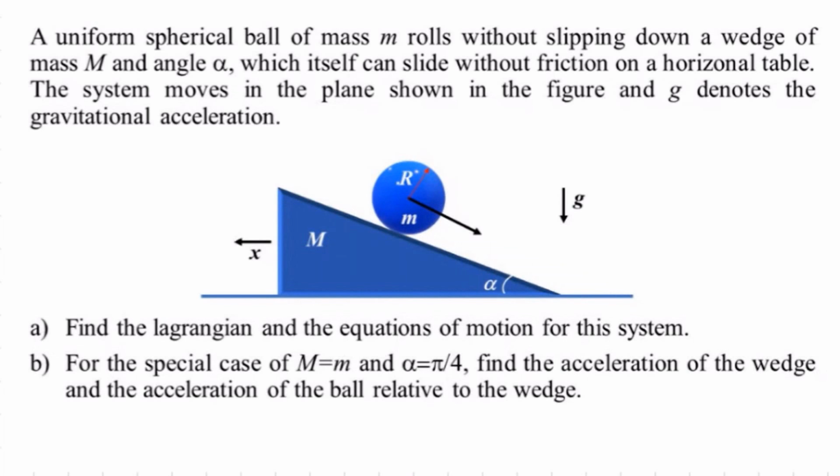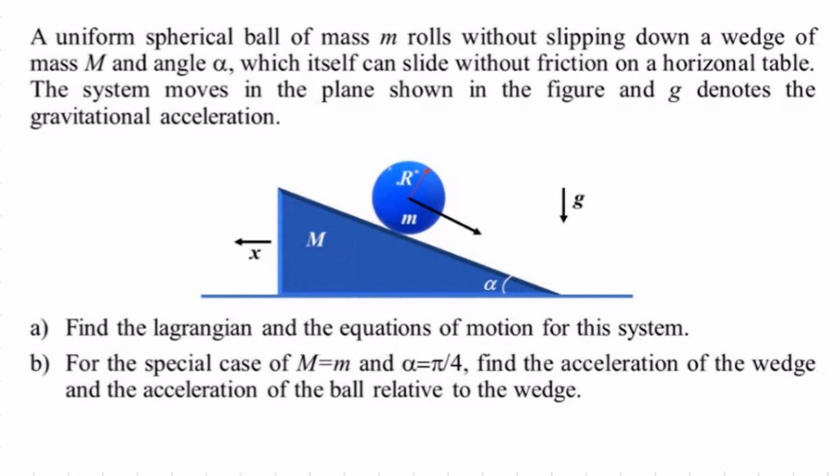The problem says that we have a uniform spherical ball of mass m rolling without slipping down a wedge of mass m and angle alpha, which itself can slide without friction on a horizontal table. The system moves in the plane shown in the figure, and g denotes the gravitational acceleration.